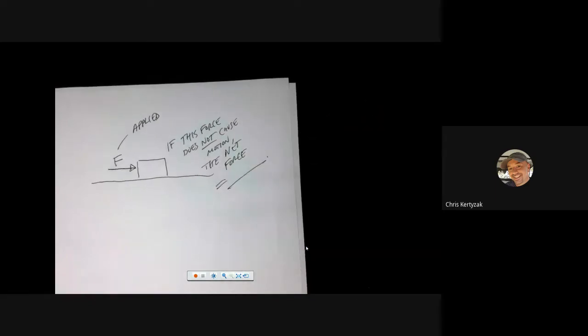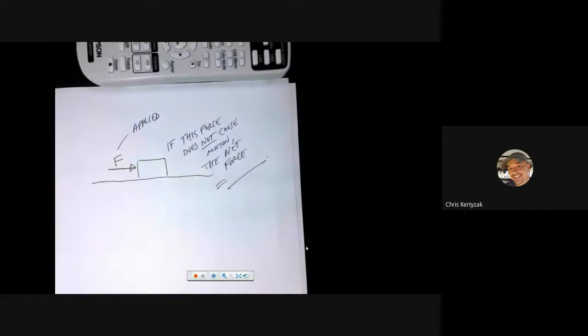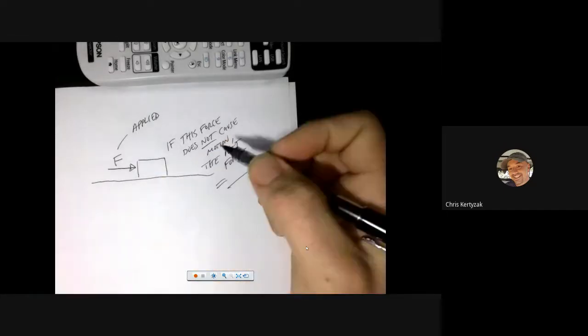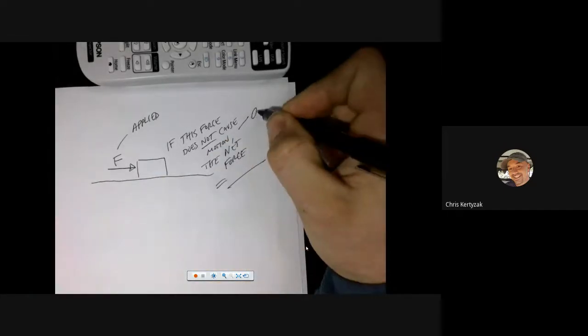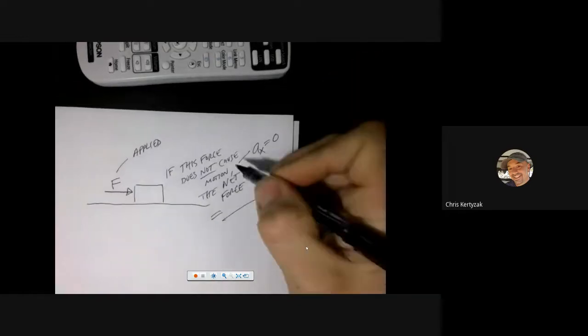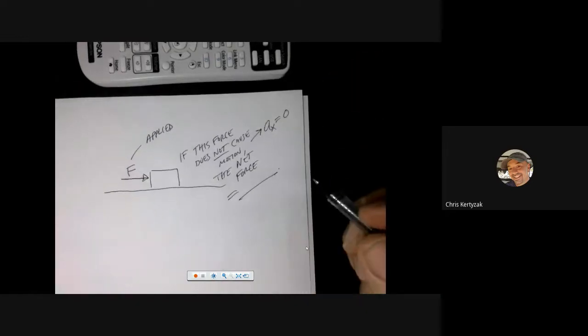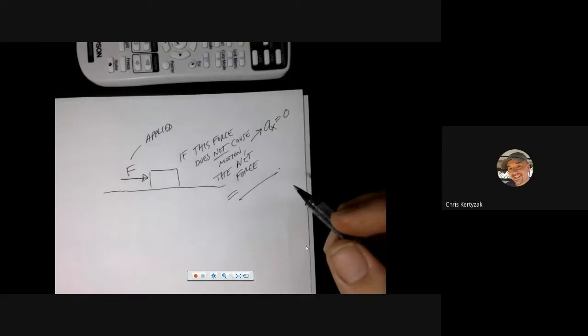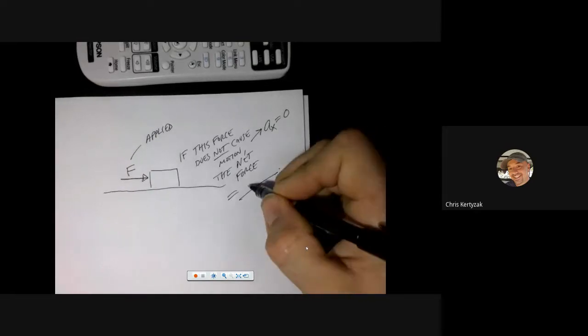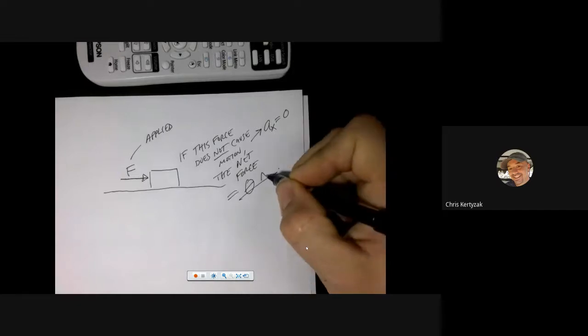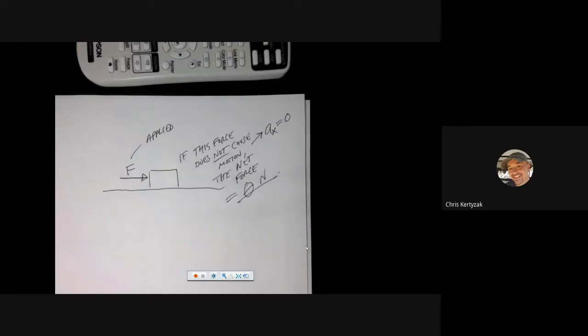If this force does not cause motion, what would the net force be? There are forces. Somebody's sitting there pushing on it, and it's not causing motion. What is the acceleration of something that's not moving? If it does not cause motion, that means the acceleration is zero. The horizontal acceleration is zero. And Isaac Newton said, well, if something is not accelerating, then the forces must be balanced. Balanced forces means there's zero net force. The net force is 0 newtons.